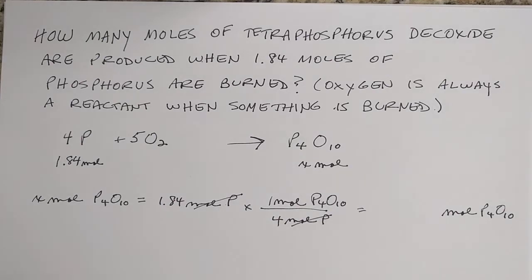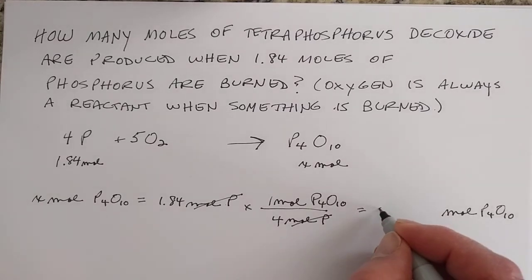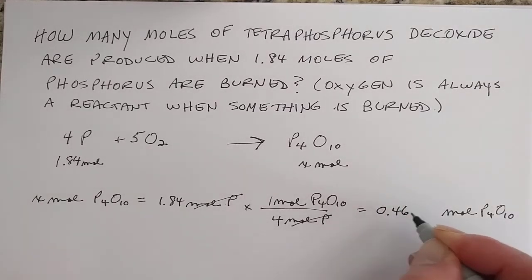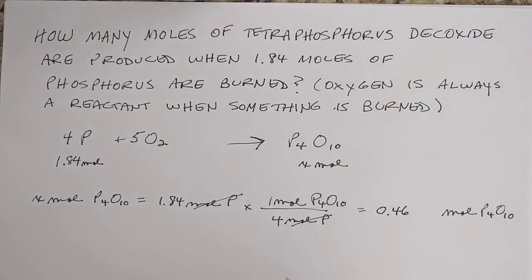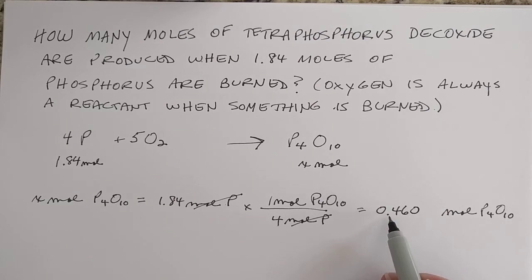So we do that calculation. And our answer is 0.46. That's what our calculator tells us. But I just said we need 3 sig figs, so we have to add a 0 there. Remember, when you have a decimal point, you go to the end of the number. So 1, 2, 3 sig figs. That 0 is important.